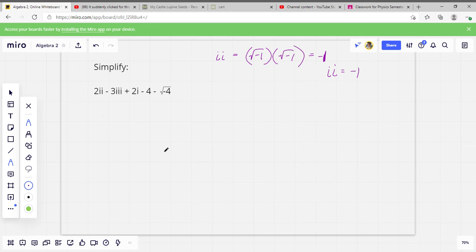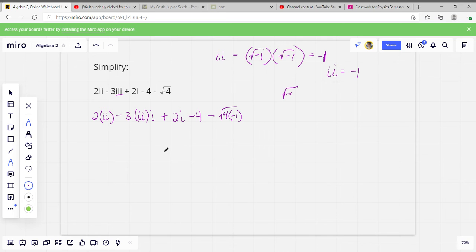Okay, so if we have i times i equals negative 1. So what we're going to do is we're going to group our i's. So we have 2 times i, so that'll be negative 1, minus 3 times, we have 2 of them, and then we got 1 left. See, there's 3 right there, so I put 2 in parentheses, plus 2i, minus 4, minus, all right, so the square root of negative 4 would be 4 times negative 1, and the square root of negative 1 would be i.